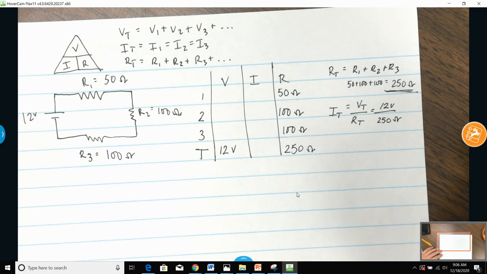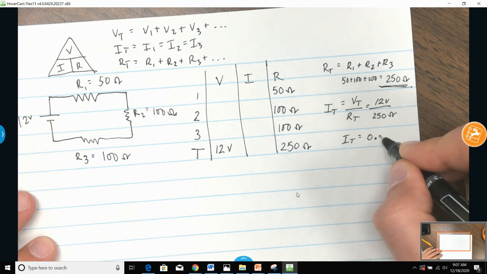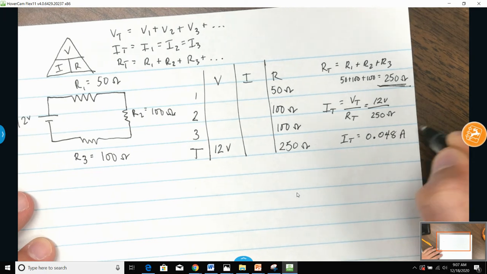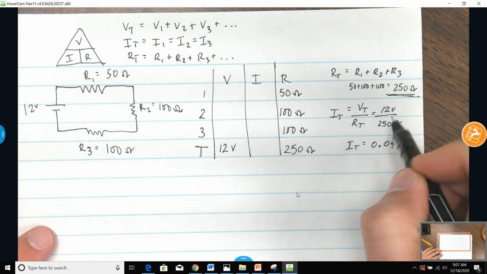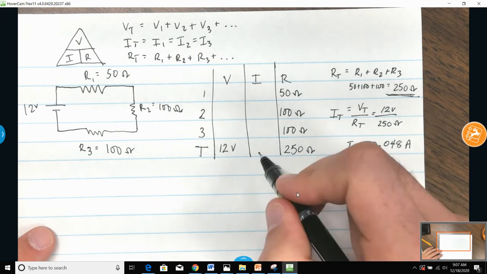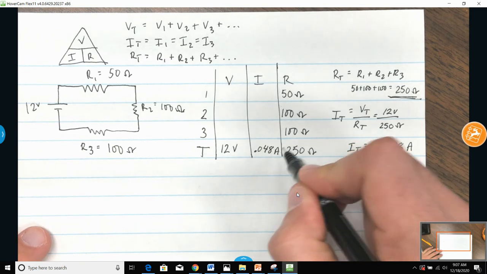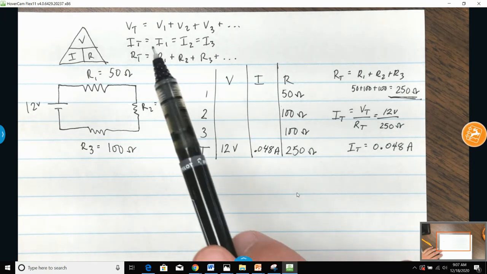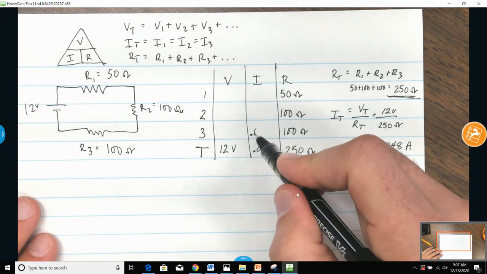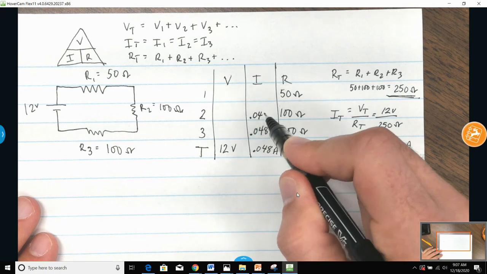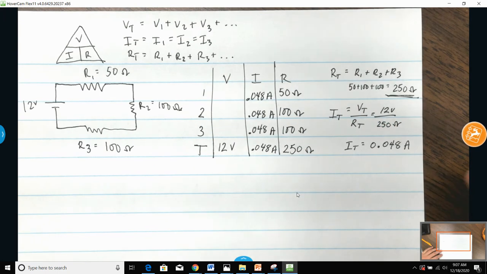Throw that into the calculator, and you get a current of 0.048 amps. So I can now take this value for total current and put it in the IT spot. Now, what's cool about series circuits, or what makes them awesome and easy, is that once you know what the current is at any given position, it's the same everywhere else. So now 0.048, 0.048, and 0.048. Boom, shaka laka laka.